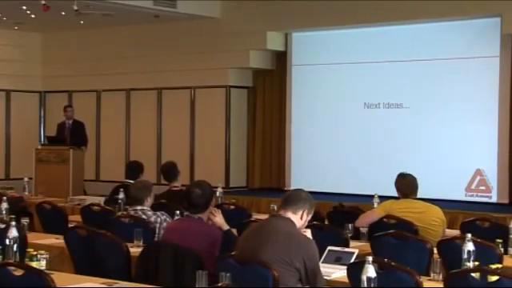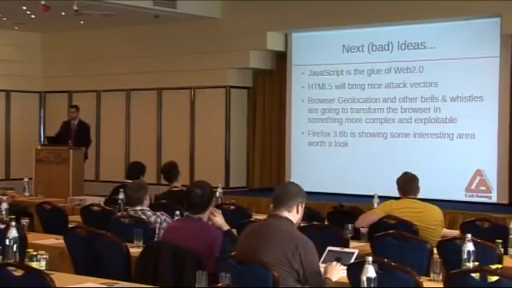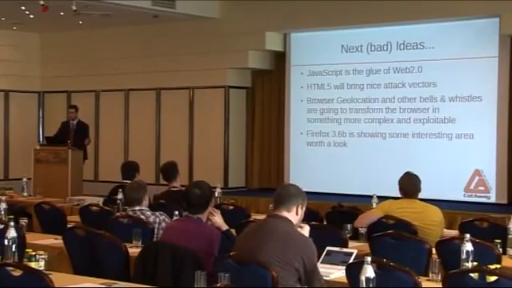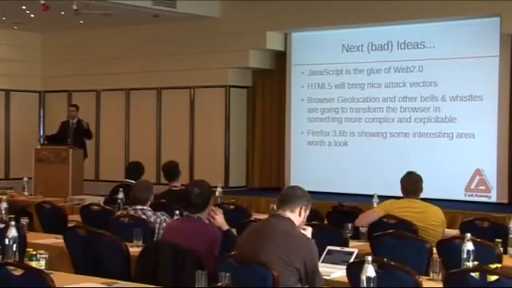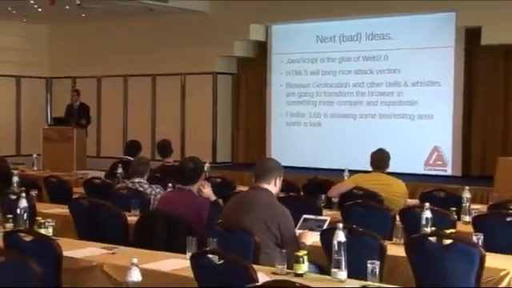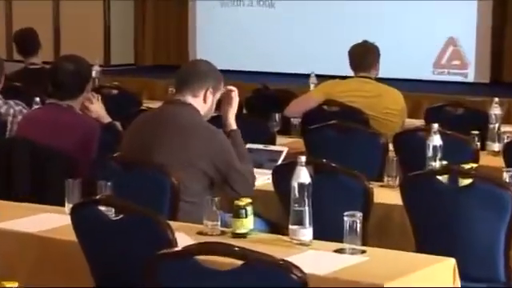So, next ideas. First, the bad ideas. JavaScript is the glue of the next kind of web. It's dangerous, and we have to protect ourselves from JavaScript when using Tor. HTML5 will bring nice attack vectors. Browser geolocation and all the other bells and whistles are transforming the browser into something more powerful than it was before. So we have to pay attention to that also.